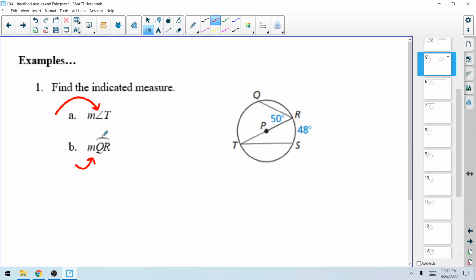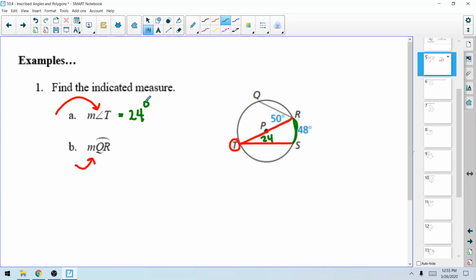Okay, so letter A, measure of angle T. So angle T is sitting over here, and I'm looking at RTS. That's angle T. Now, if I take a look, the intercepted arc there is right here, which is 48 degrees. And I know for an intercepted arc, we have to take half of that in order to get the angle. So half of 48 is 24. So I know that is 24 degrees.